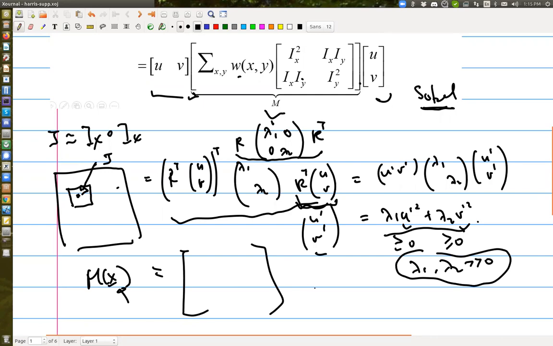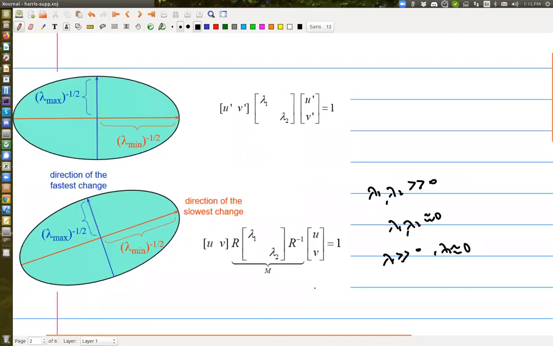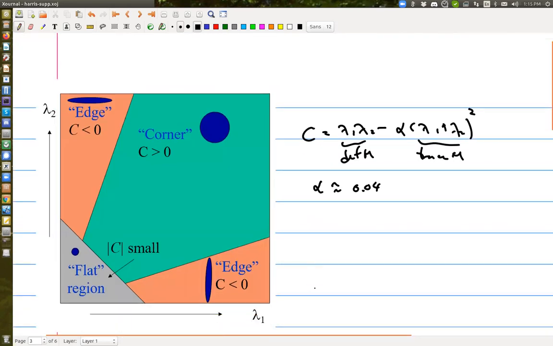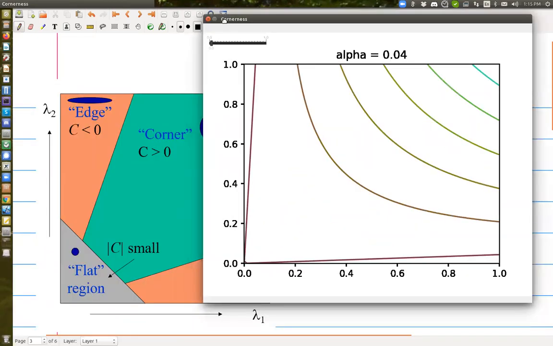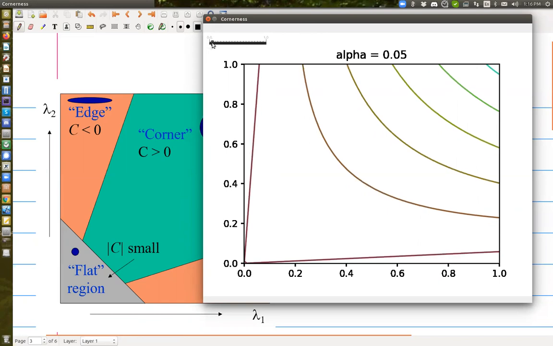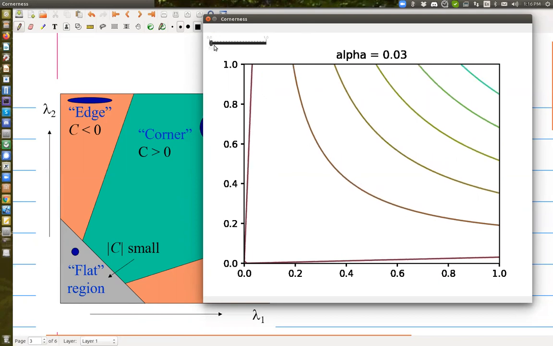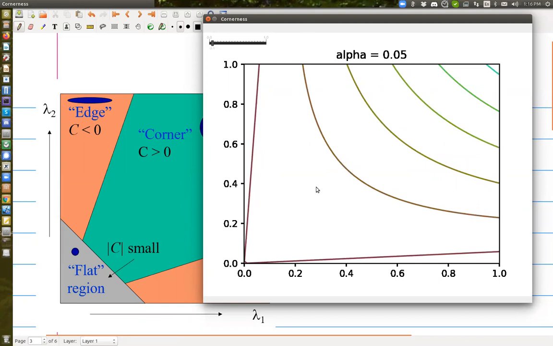In practice, what we can do is compute a kind of cornerness function here. We define C as something like lambda 1 times lambda 2 minus alpha times (lambda 1 plus lambda 2) squared. This is the cornerness function. If we change the alpha, let me change it a little bit so you can visualize the effect. In practice, we set alpha around 0.04 to 0.06. For alpha in this range, the C function has a shape like this.